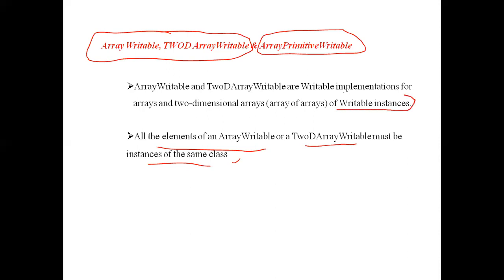For Hadoop writable instances, we can use array writable and 2D array writable. These are writable implementations for arrays and two-dimensional arrays of Hadoop writable instances. For creating a single dimensional array and a two-dimensional array of the Hadoop writable classes, we use array writable and 2D array writable. And all the elements of this array writable or two-dimensional array writable must be of the same class. That means same data type.